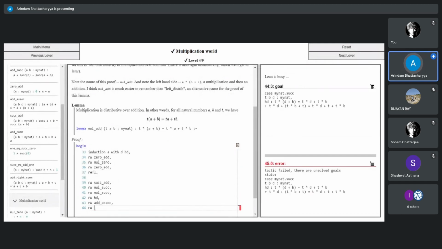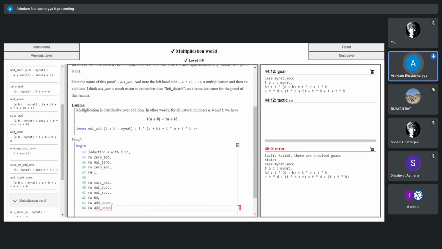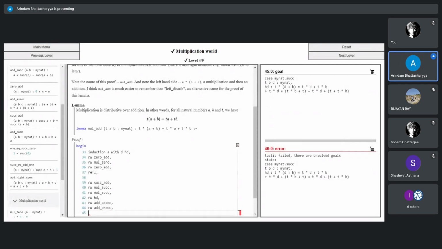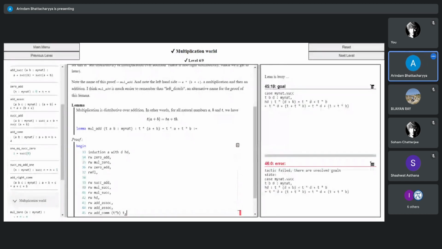All right, I'll do this. RW add associative on what I need to do this on. Right. I think this by itself will work. Yeah. Then maybe RW add commutative. No, not that. Commutative, but on T * B and T, right? RW add comm on T * B on T. All right, nice.